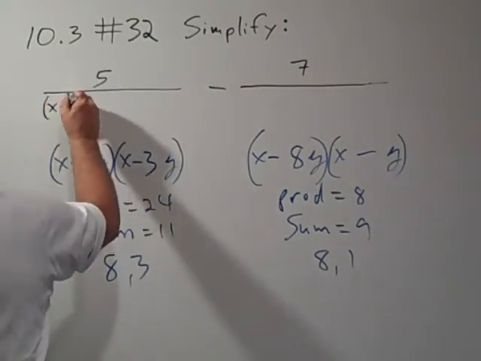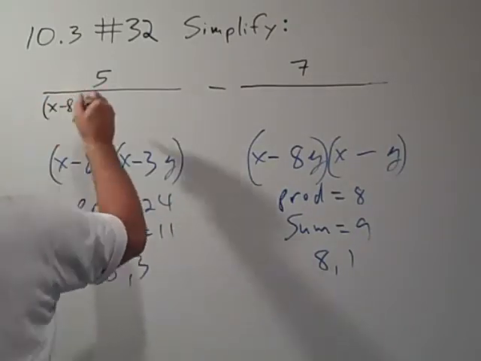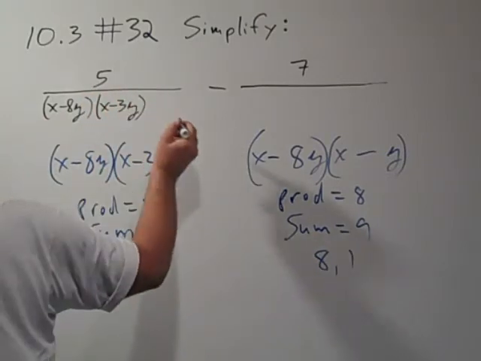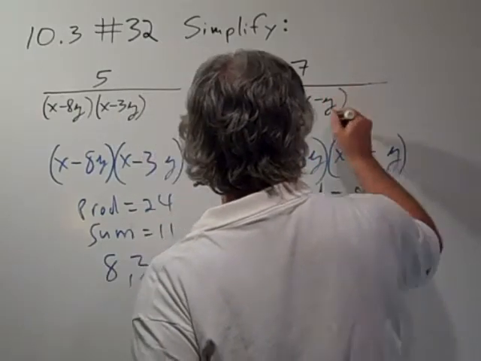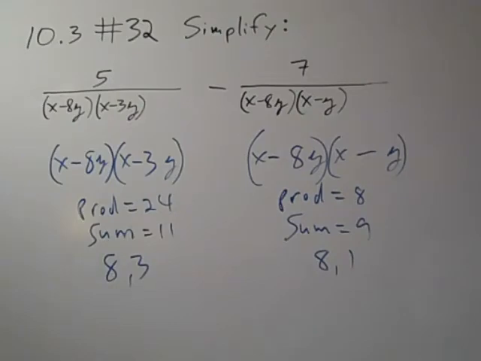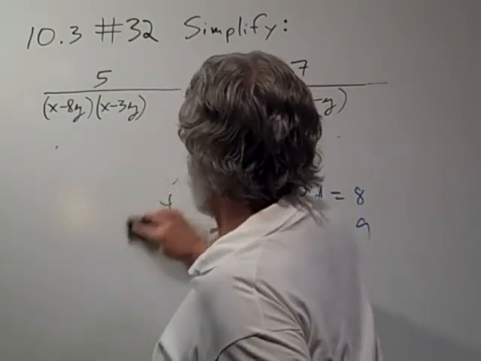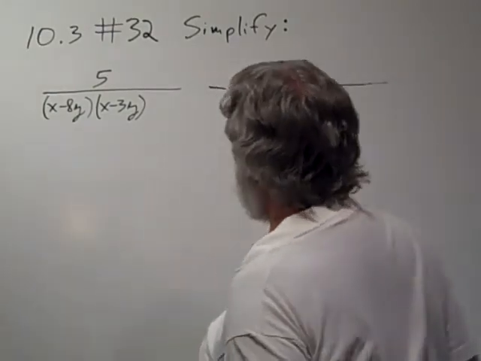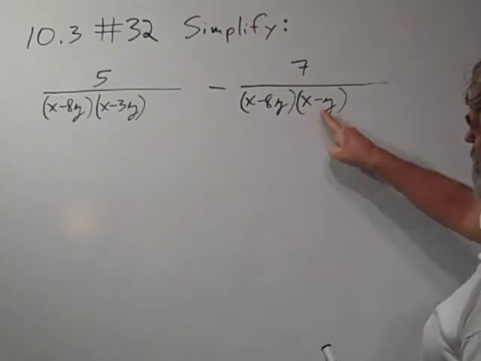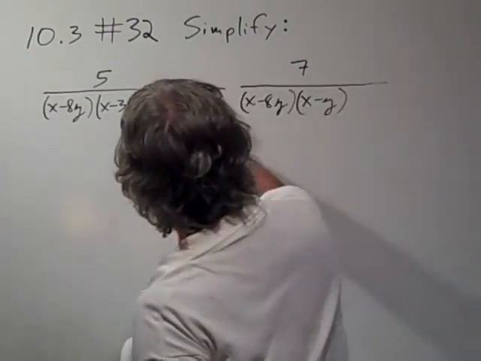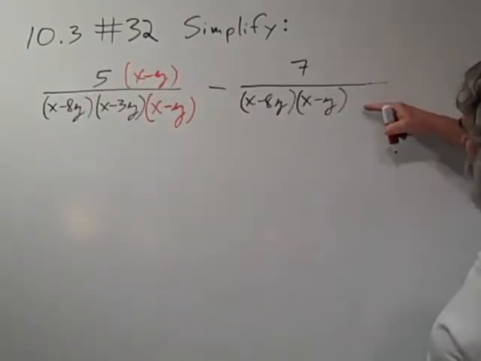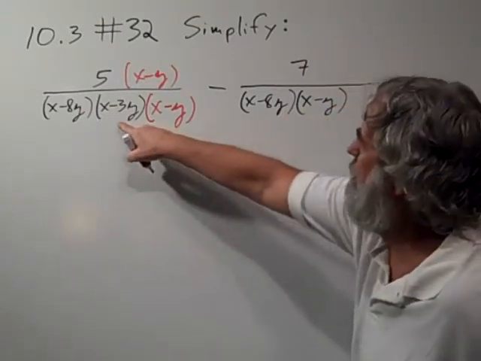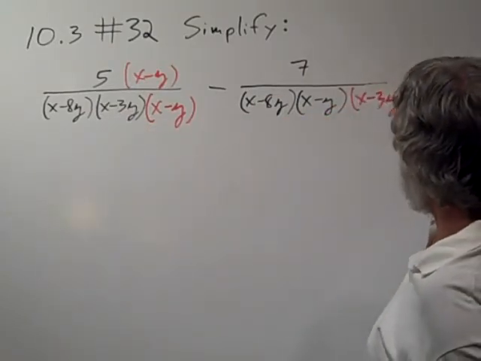So this one is x minus 8y times x minus 3y. And this one is x minus 8y times x minus y. So now we can see what's needed to complete each denominator to become the LCM of both. Okay, the first denominator is missing the x minus y factor, so we'll give it an x minus y. The second rational expression here is missing the x minus 3y factor, so we'll give it that.